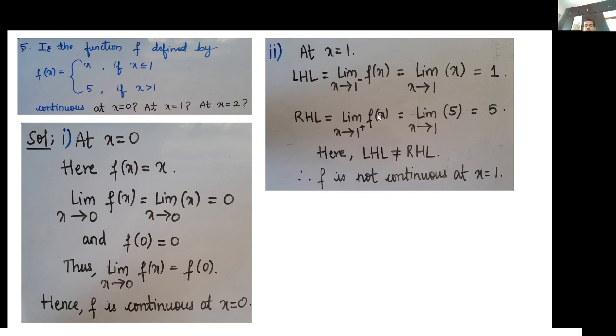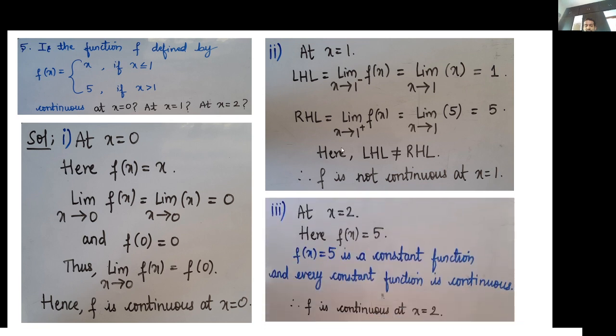And RHL, the limit of f of x as x tends to 1 plus, the greater than 1 branch. Which is the greater than 1 branch? Second branch, f of x is equal to 5. So when we evaluate this limit, we get the value 5, since the limit of any constant value is the constant itself. So here you can observe that LHL and RHL are not equal. So here itself I can decide that the function is not continuous at x is equal to 1. So the last case is whenever x is equal to 2.